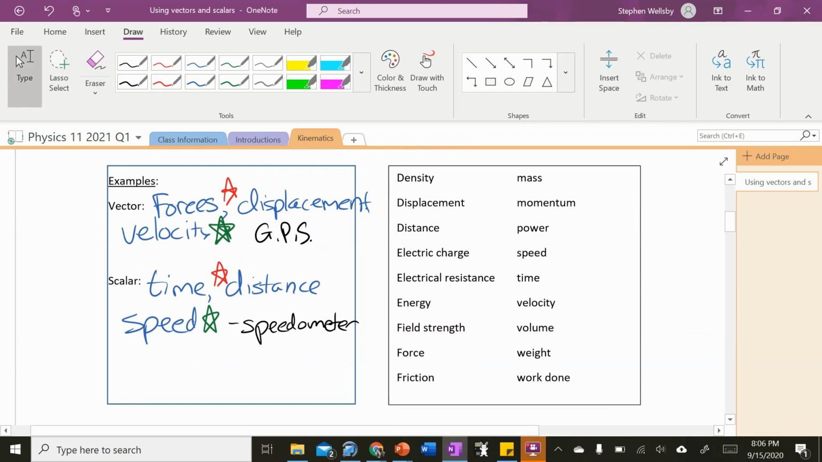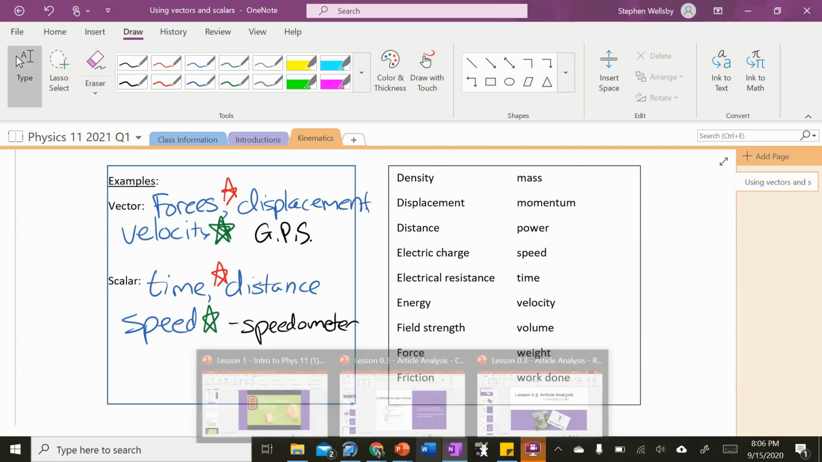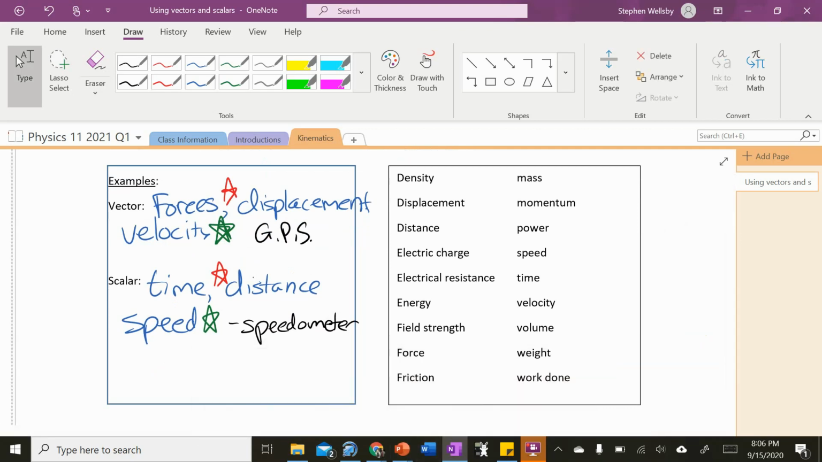Now, on the right, we have a huge list of these quantities. I'd like you to pause the video and make your best guesses on whether these quantities are going to be vectors or scalars. You can pause the video now and we'll come back to it in a moment.